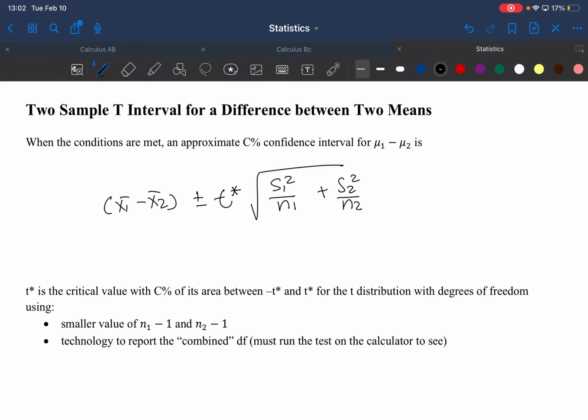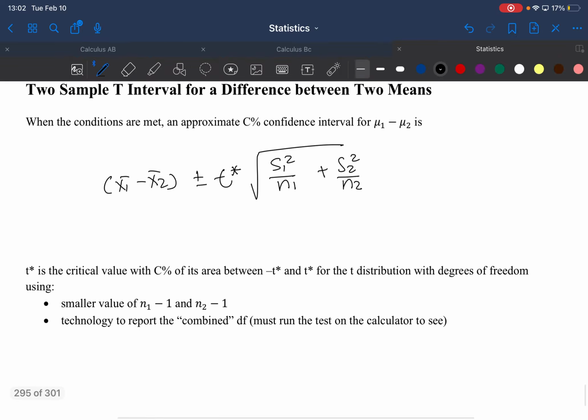Do you need to show this formula on the FRQ? No. What's the equation called? Two sample t interval for difference between two means. That big, long, yeah. That's great.